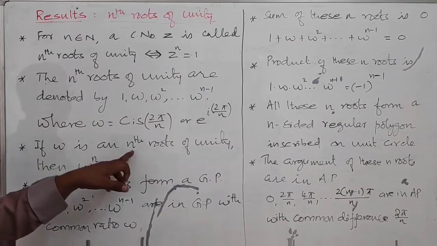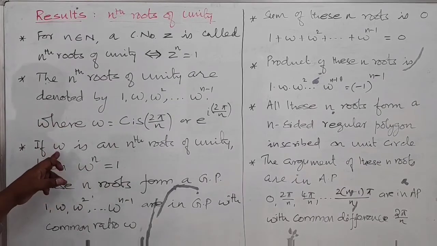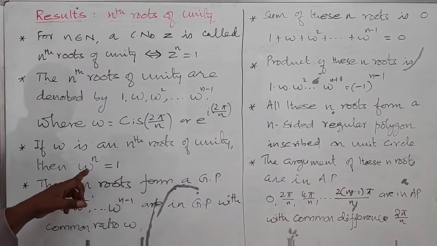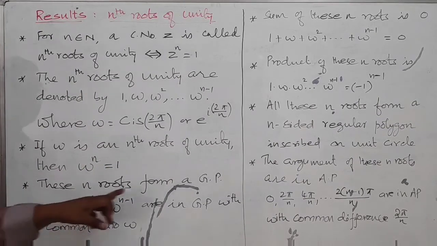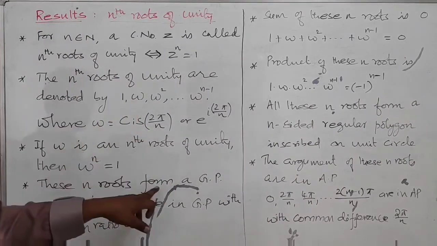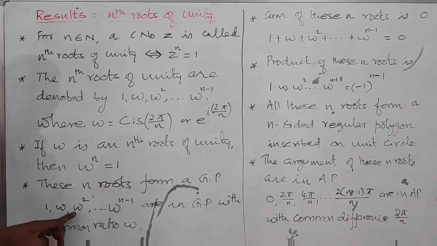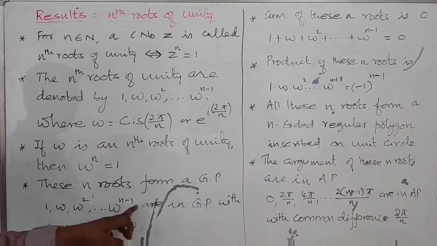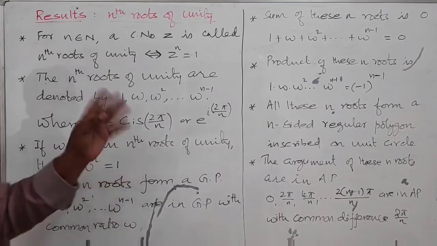Suppose omega is the fifth root of unity, which means omega power 5 equals 1. Similarly, if omega is the 10th root of unity, then omega power 10 is equal to 1. Now, these nth roots of unity form a GP, a geometric progression. That is, 1, omega, omega square, etc., omega power n minus 1 are in GP with a common ratio omega.